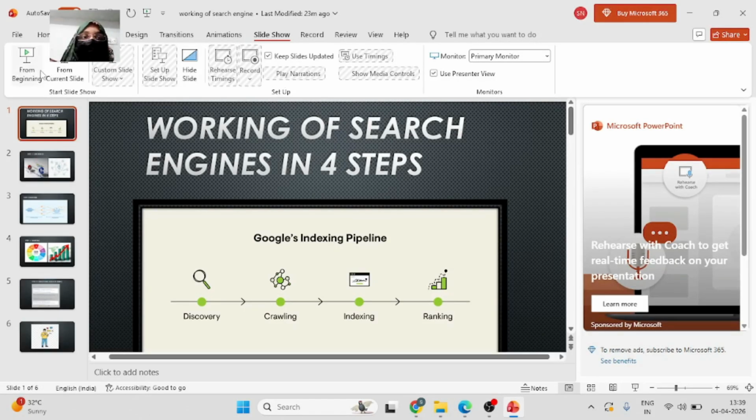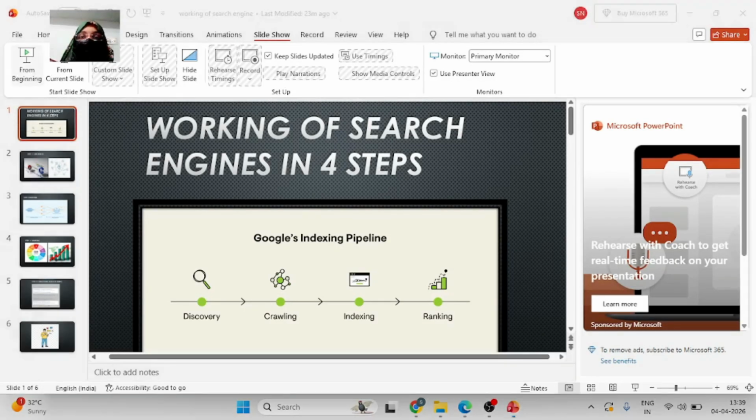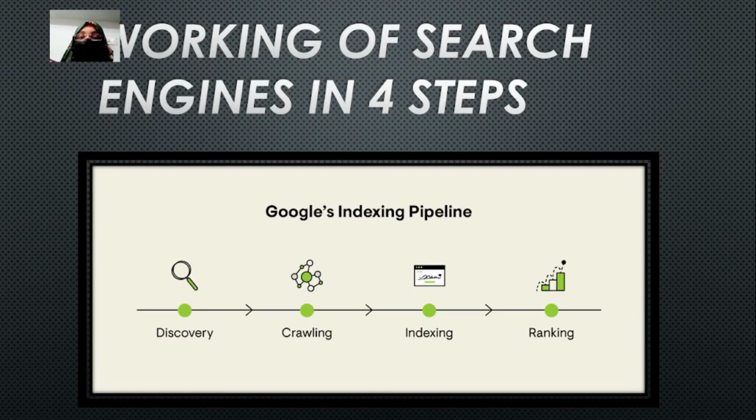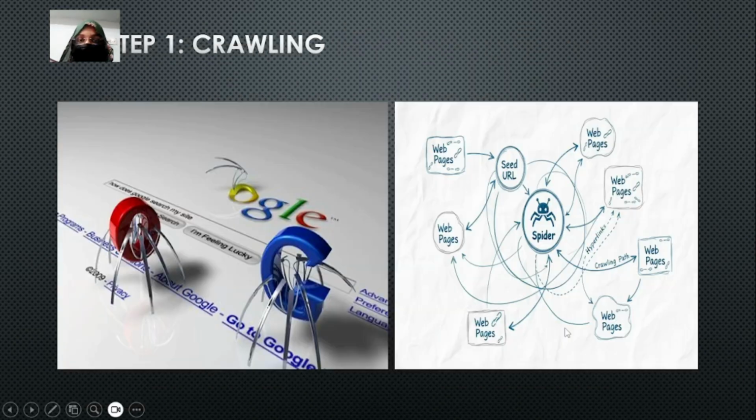Hello guys, have you ever wondered how Google shows the exact results in a few seconds? This is the process it goes through. First crawling, indexing, then ranking. What is crawling? Whenever a user searches for a query on Google, the search engine sends bots called spiders or crawlers. They move from one page to another by following links and collect data like images, videos, and text, and send it for indexing.